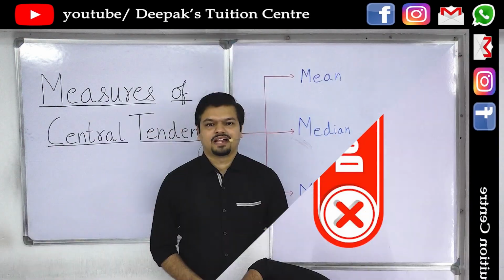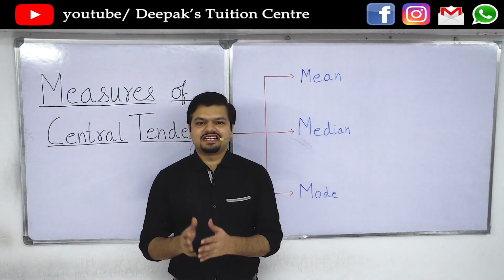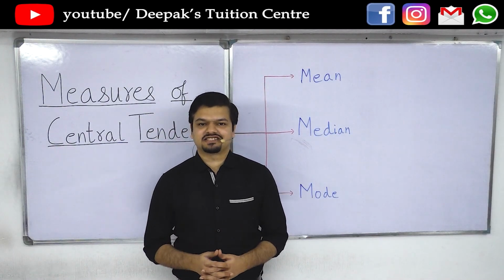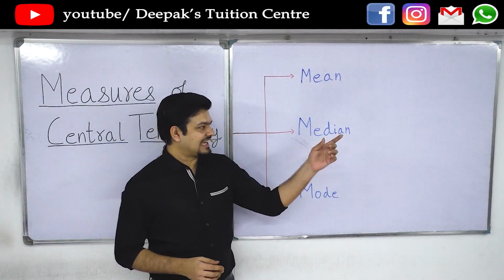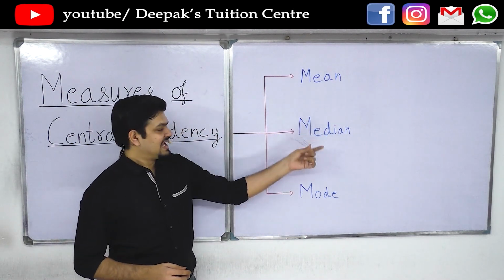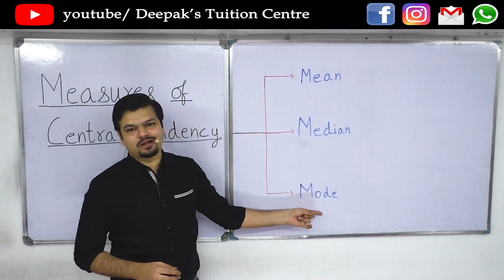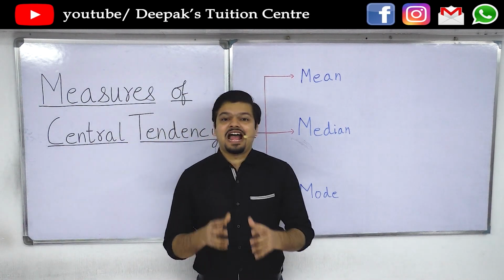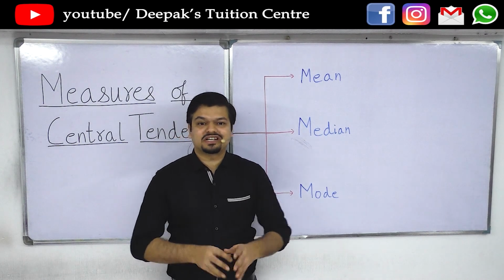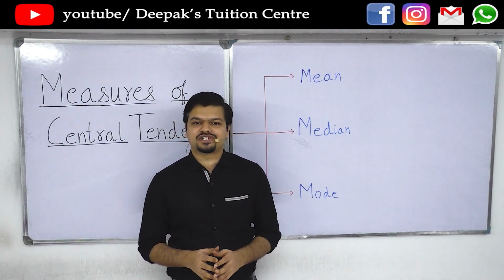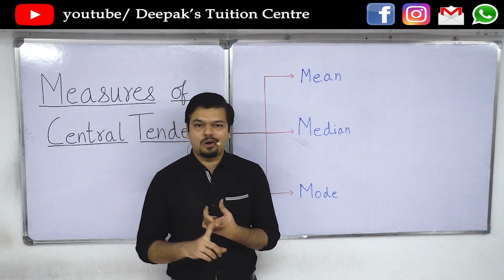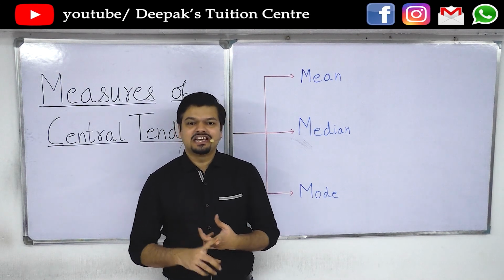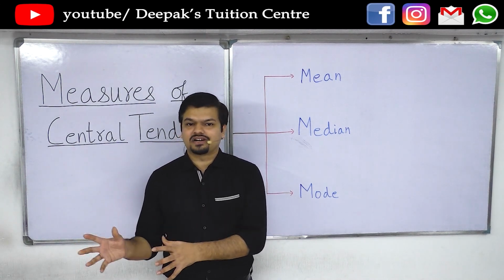Measures of central tendency is basically a part of statistics. It is divided into three sections: calculation of mean, calculation of median, and calculation of mode. There are a variety of formulas in this chapter, and which formula is going to be used depends on the framework of the question. So if the question has raw data, that is discrete observation, then we have to use a certain method, certain formula.